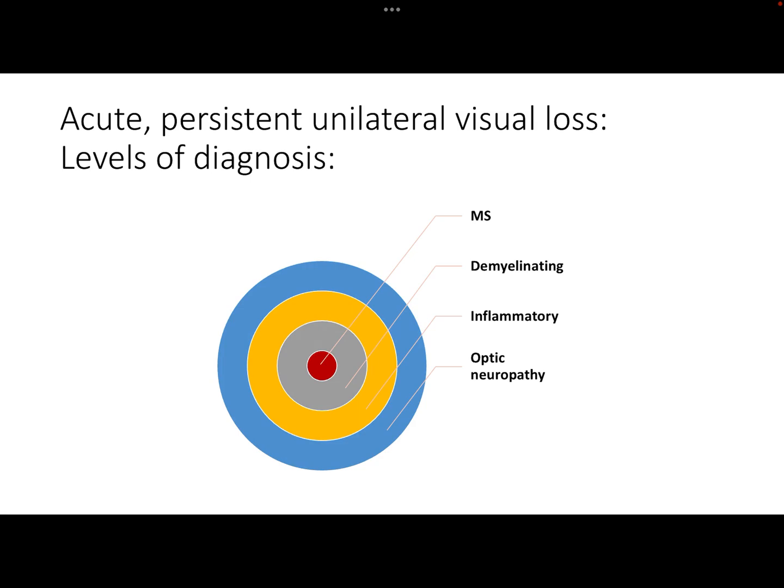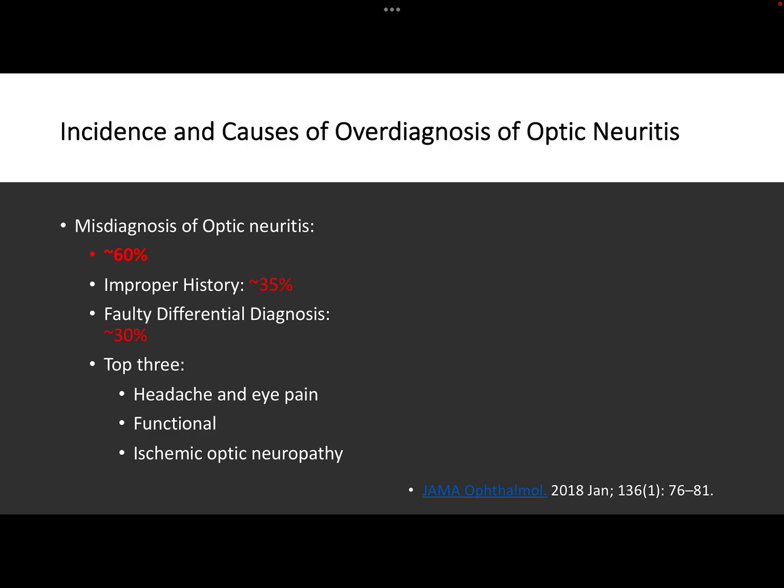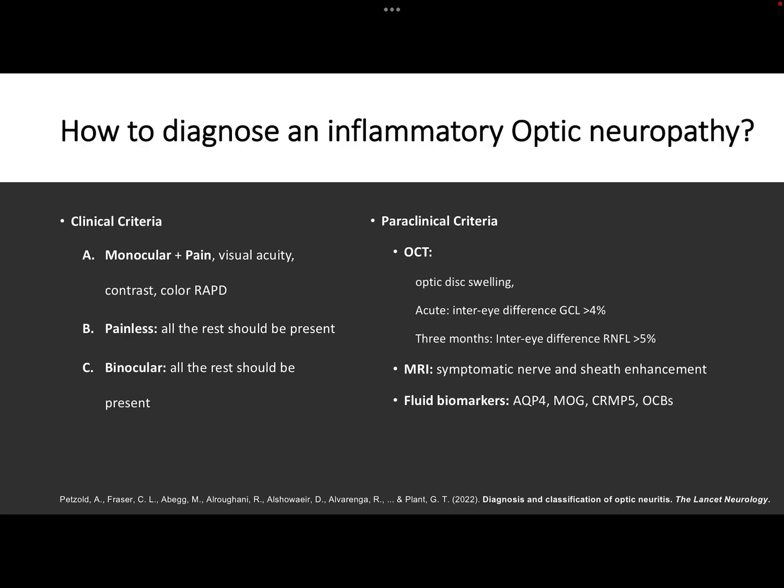Just to remind you, in order to diagnose an optic neuritis related to MS, it is actually a layered diagnosis. You need to diagnose an optic nerve involvement, it is inflammatory, likely demyelinating, and then it is most likely to be MS as the best explanation. Overdiagnosis of optic neuritis is quite high, according to one of the studies, and mostly it is related to improper history or a faulty differential diagnosis.